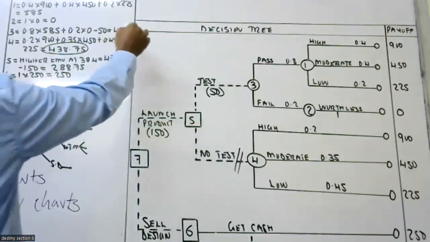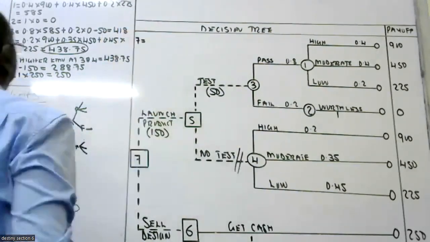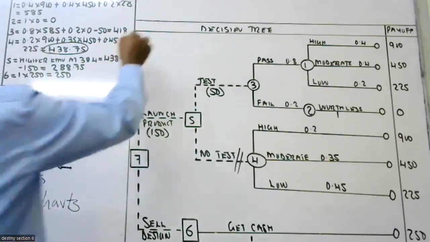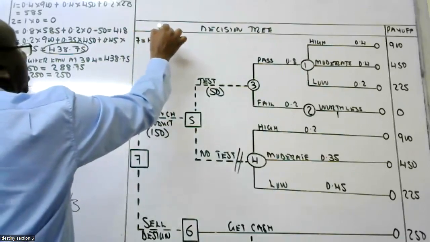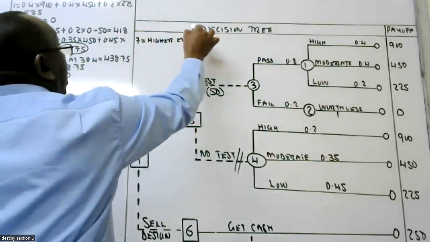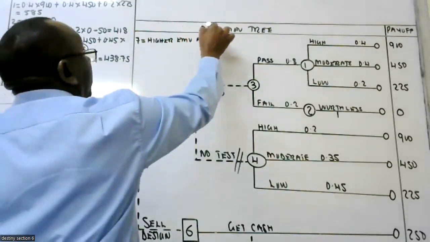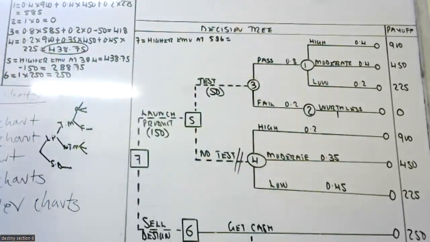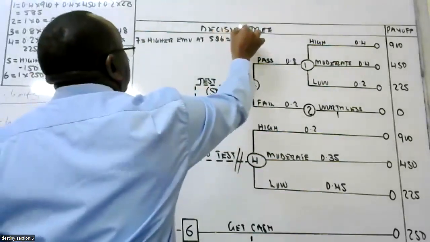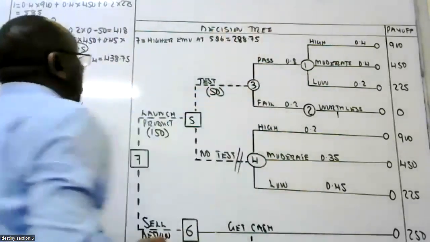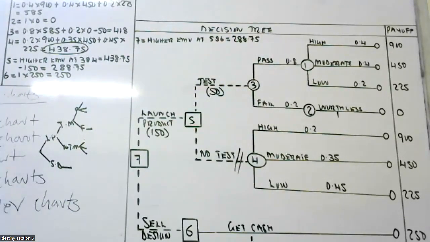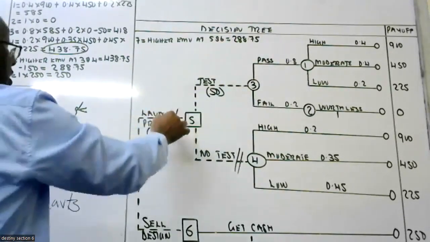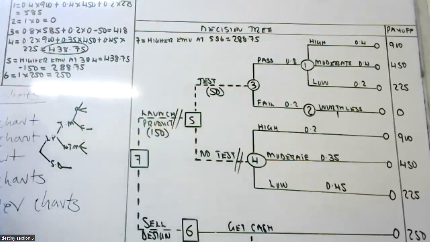Then number 7 will be the higher EMV at 5 and 6. So 5 has 288.75, 6 equals 250, so we go for 5, 288.75. And that is coming from number 5. So we mark here.